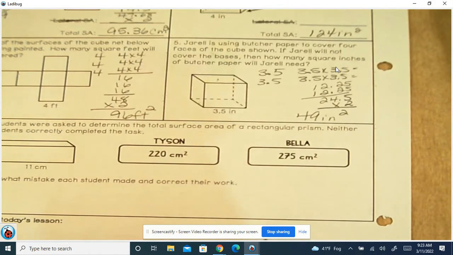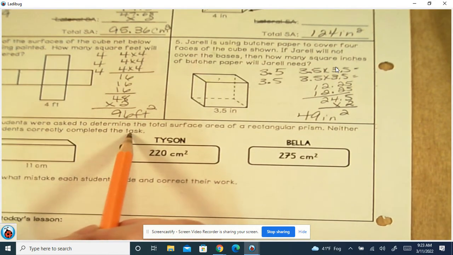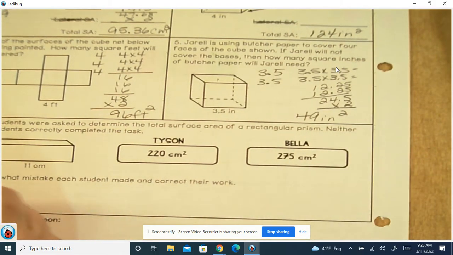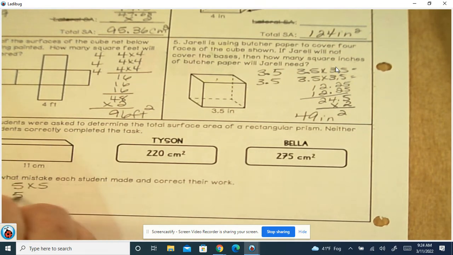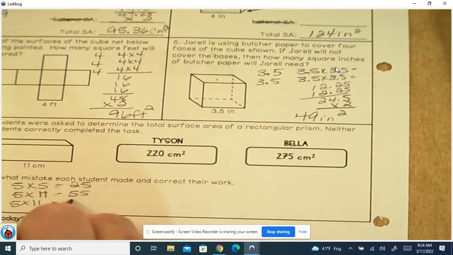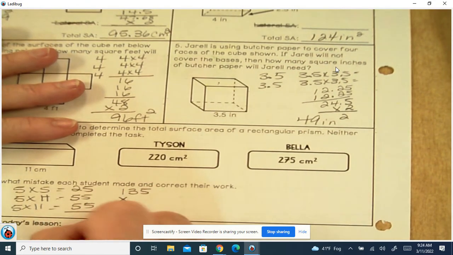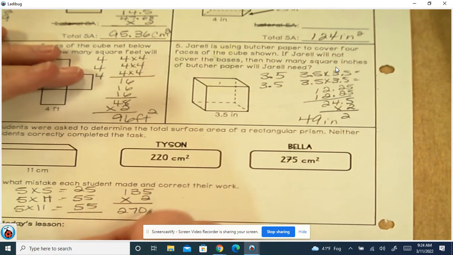On the last one, 2 students were asked to determine the total surface area of a rectangular prism. Neither of the students correctly completed the task. Determine what mistake each student made and correct their work. All right, so we have 5, 5, and 11. 5 times 5, 5 times 11, and 5 times 11. So we have 25, 55, and 55. And when we add those up, we get 135. And then multiply it by 2 to get the 6 sides, which is 270 centimeters squared.